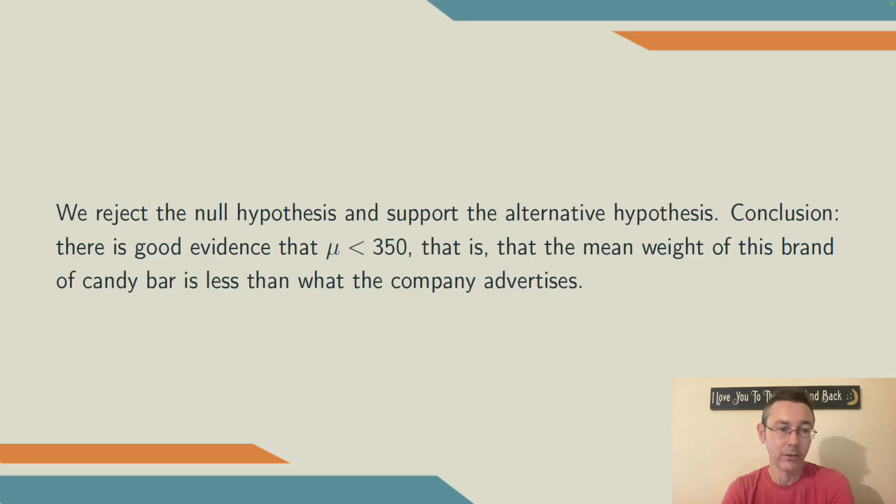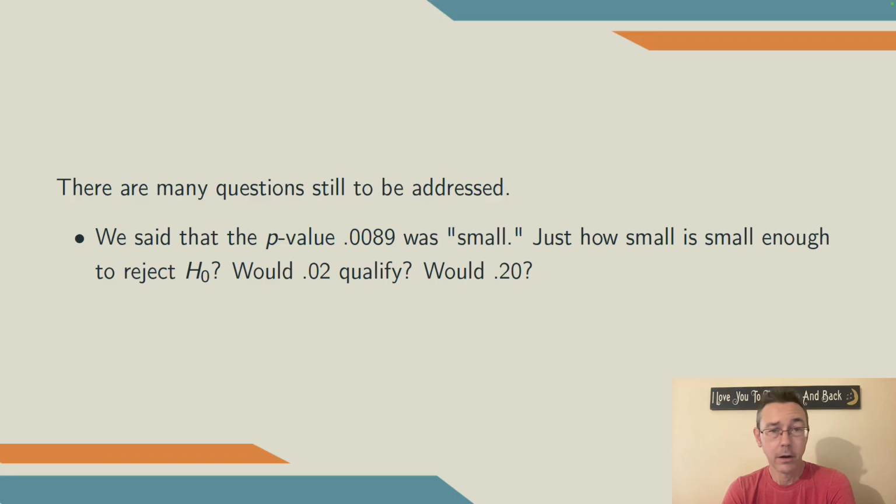Now, there are a number of questions still to be addressed in the conversation about hypothesis testing. First of all, we said that the p-value of 0.0089 was small, and it's worth thinking more explicitly about how we decided that that was a small number. Just how small is small enough before we reject H0? Would 0.02 qualify as a small p-value? What about 0.20? Thinking about this is going to lead us to the idea of statistical significance and the significance level of a hypothesis test.